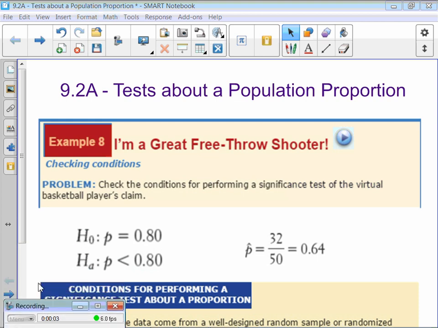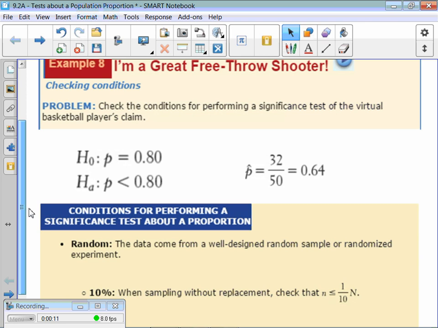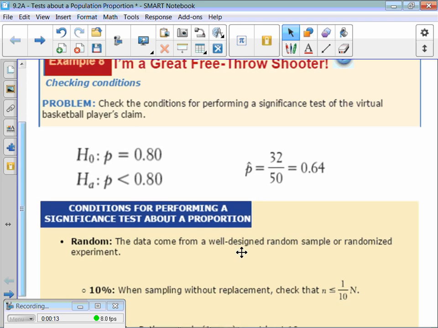All right, so we're going to go through a whole test about a population proportion. So back to our free throw shooter example. First of all, we have to check our conditions. So we have a null hypothesis that he's an 80% free throw shooter, and an alternate hypothesis that he's less than that. And then we did our sample statistic, and we got our 64%, right?